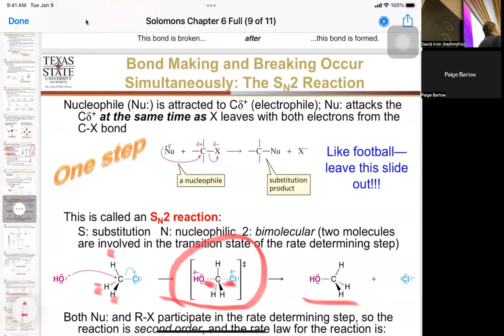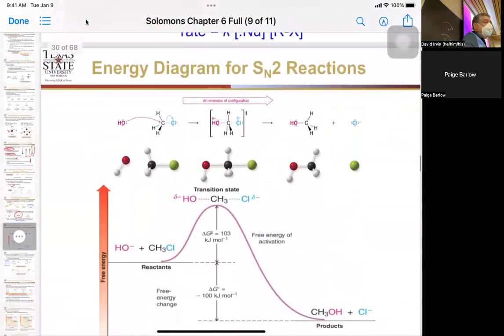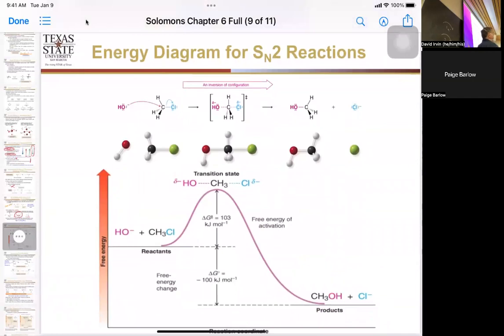And we call this a nucleophilic bimolecular substitution. So we have an S for substitution, N for nucleophilic, 2 for bimolecular. You could also say 2 for second order, but bimolecular is what's really cool. Okay. So that's one way we can do it. And so if we look at our energy diagram, we have one hump, one transition state that is forming and breaking at the same time, and we cascade down to products.